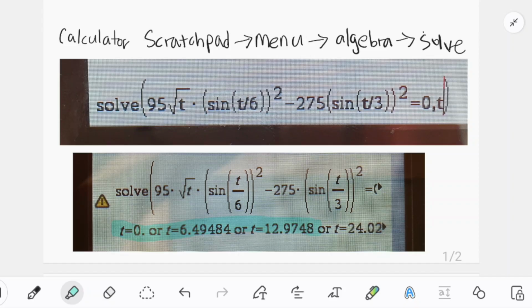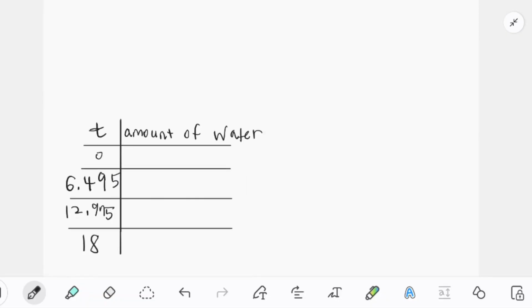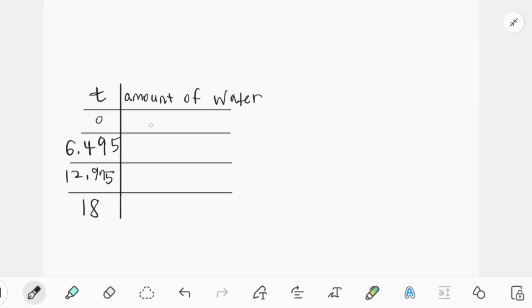This leaves us with 3 t-values. T equals 0, 6.495, and 12.975. Now we must determine which one of these has an absolute minimum. At t equals 0, we're given that there's 1200 gallons of water.